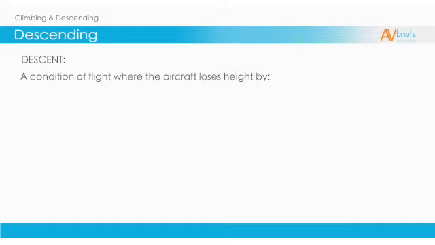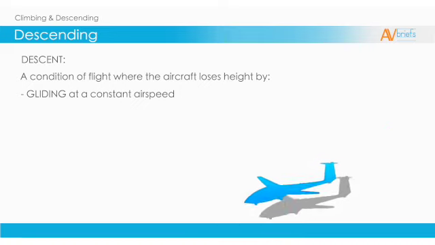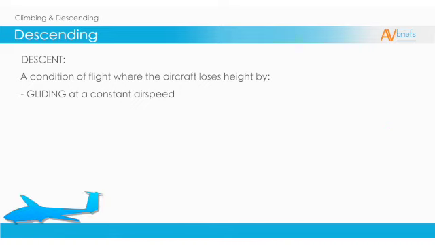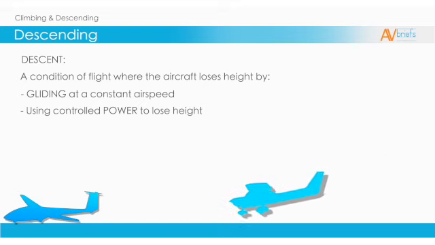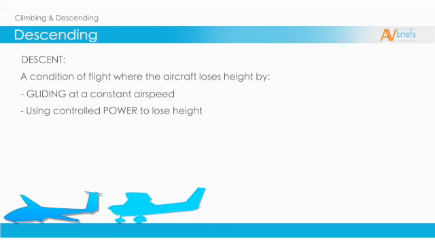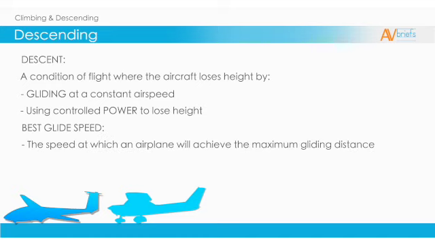This is descending. Descending, or descent, is a condition of flight where the aircraft loses height by either gliding at a constant airspeed, or using controlled power to lose height. Let's introduce best glide speed. This is the speed at which an airplane will achieve the maximum gliding distance.